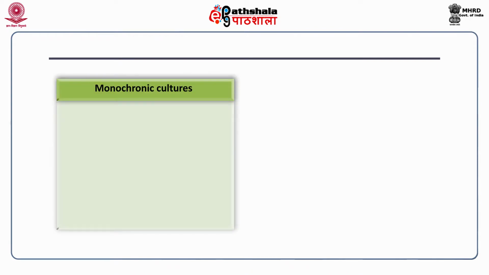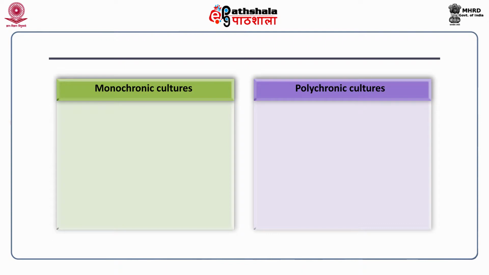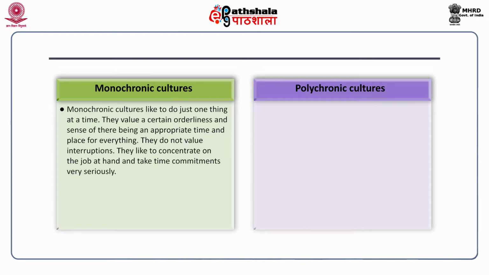Monochronic culture and polychronic culture. Monochronic cultures like to do just one thing at a time. They value a certain orderliness and a sense of there being an appropriate time and place for everything. They do not value interruptions. They like to concentrate on the job at hand and they take time commitments very seriously.